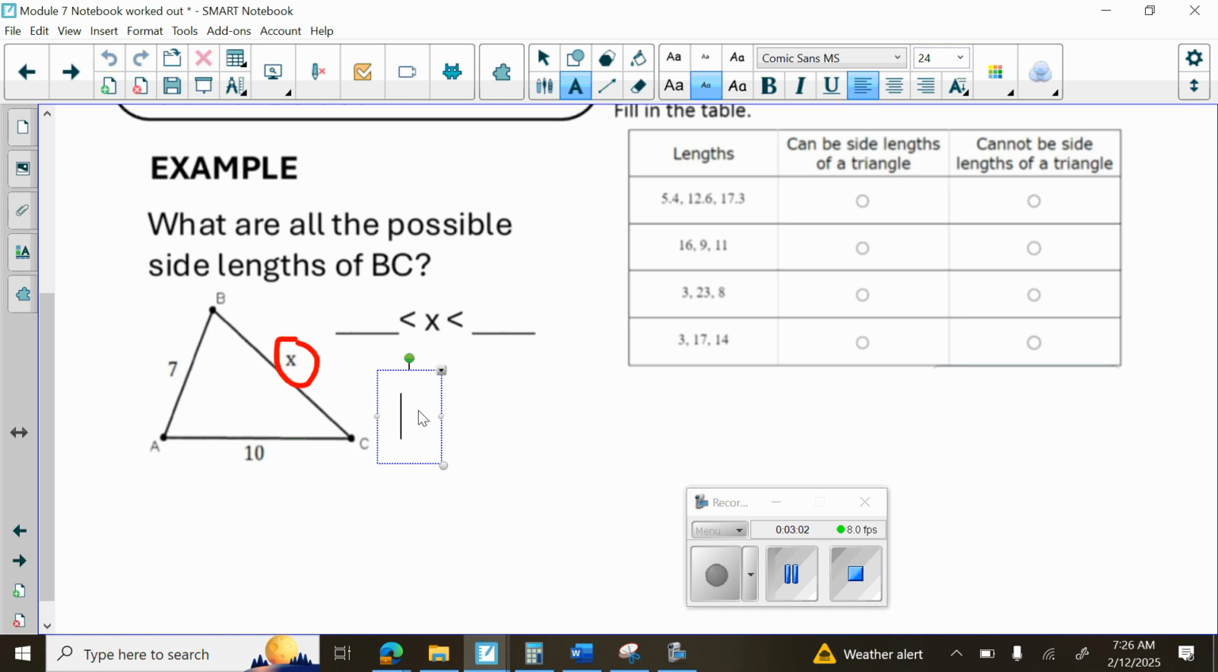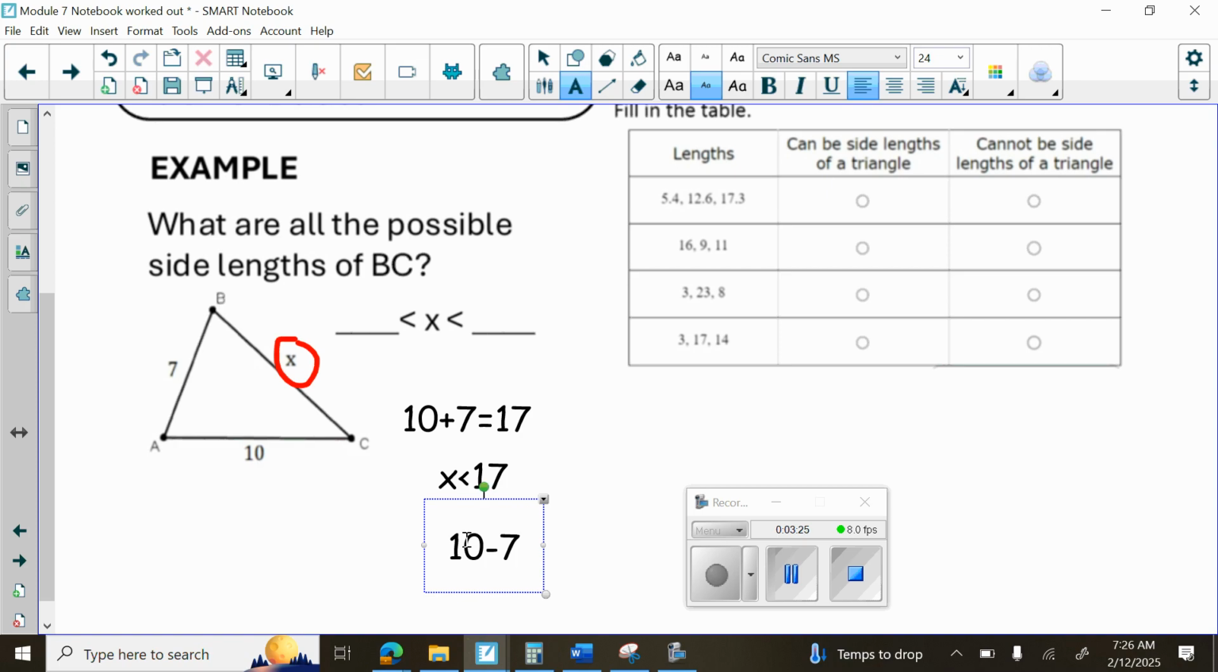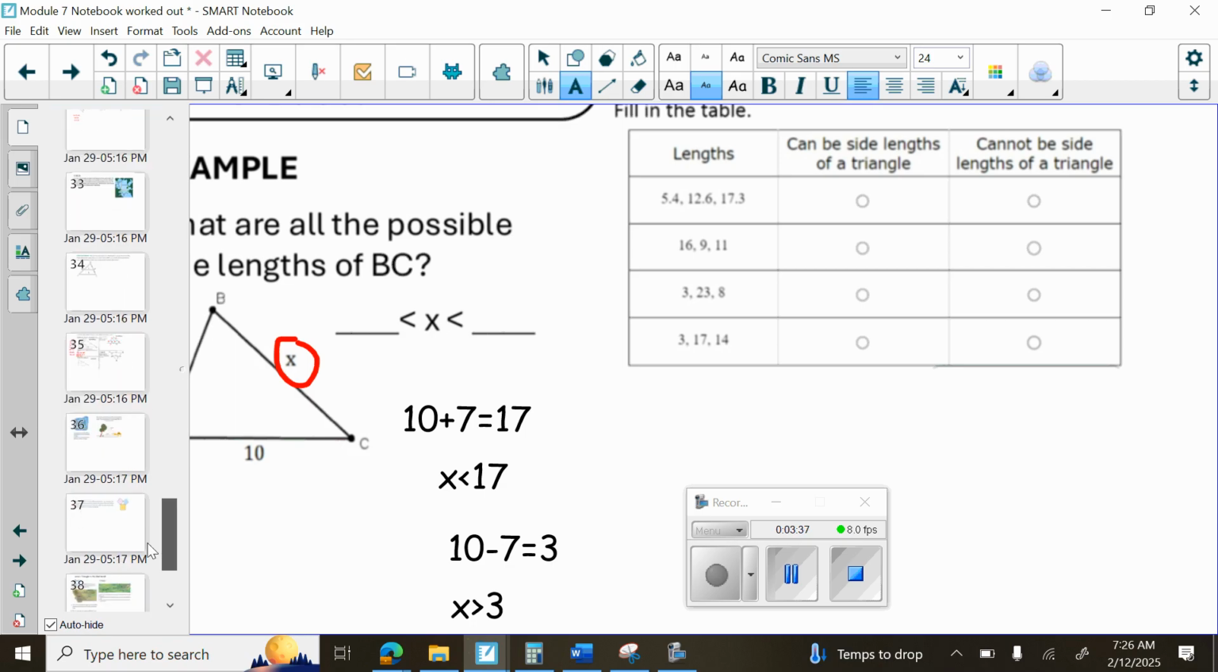We add and subtract. So 10 plus 7, that equals 17. So what does x have to be? Does x have to be greater than or less than 17? Less than 17. There's one inequality. And then what's the next thing we do? Subtract 10 minus 7, which equals 3. And x has to be what? X has to be greater than 3. So if we keep that same, that's what we're looking for. We're looking for the range.